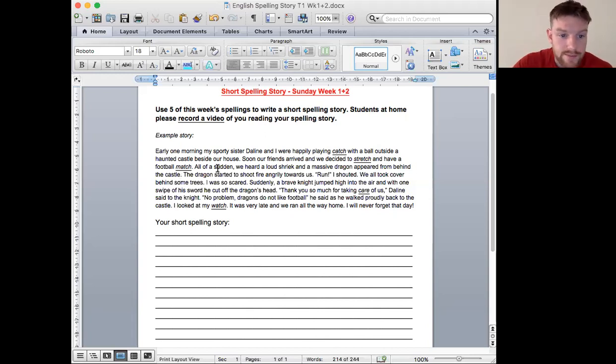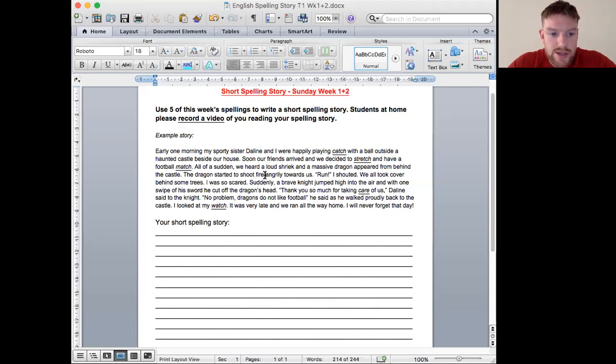All of a sudden, we heard a loud shriek and a massive dragon appeared from behind the castle. Again, I'm using adjectives to make the story more interesting. And I've introduced a problem, haven't I? The dragon started to shoot fire angrily towards us. That's a big problem, isn't it? Dragon shooting fire at you, scary.